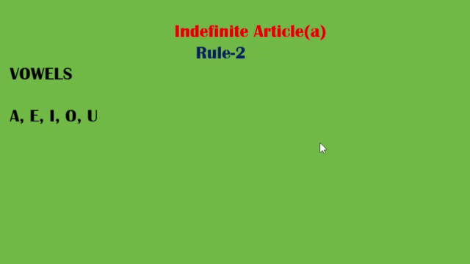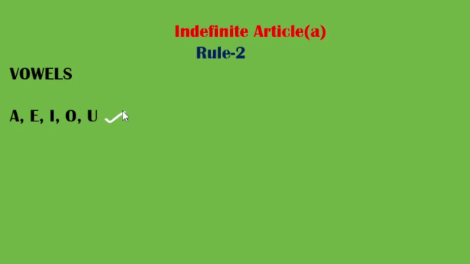This rule 2 talks about a few different words. Sometimes we find words which start with vowel sounds. What are vowels? A, E, I, O, U are vowels. Usually, if a word begins with a vowel sound, we have to use indefinite article an. But for some kinds of words which start with vowel letters, before them we have to use indefinite article a. What are those words and how are they used?